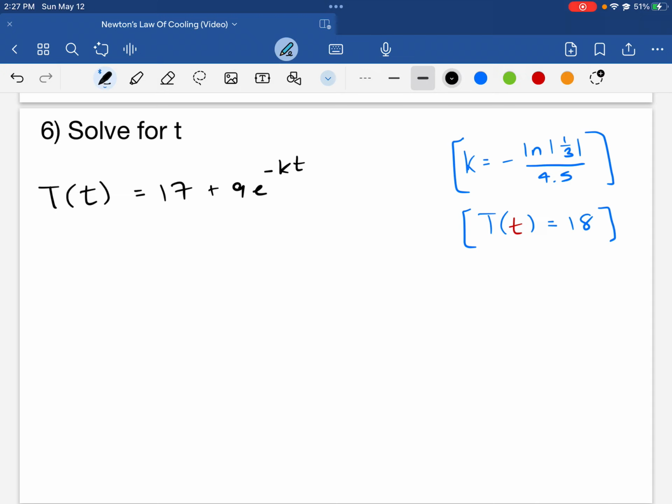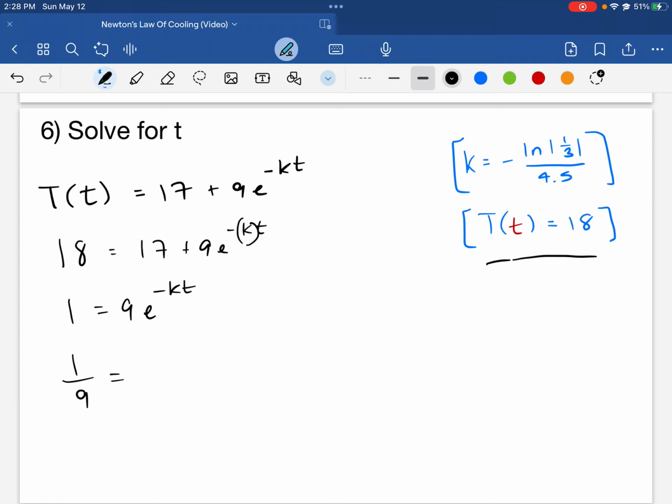So last step is to solve for t, and we can do that by plugging in our last piece of information here, which is the final temp that we want, which is 18. So the critical temp of 18 equals 17 plus 9e to the negative kt. We already know the k, but we're going to keep it as this to keep things a little bit cleaner. So subtract 17 from both sides. We'll have 1 equals 9e to the negative kt. Divide both sides by 9. We get 1/9 equals e to the negative kt.